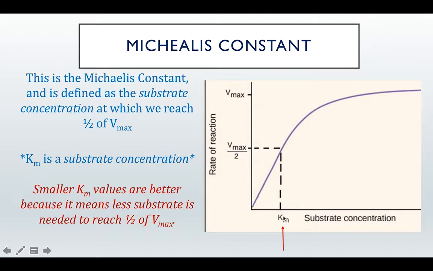So if our Km right here was way over here, it takes a ton of substrate to reach half of Vmax, right? But if our Km is way over here close to 0, then we're only using a little substrate to reach half of our maximum velocity, right? That's saying our enzyme is doing pretty good. It reaches that half Vmax pretty quickly without adding a ton of substrate.